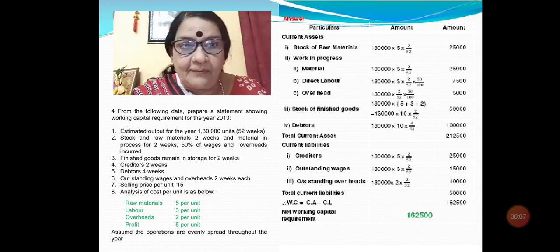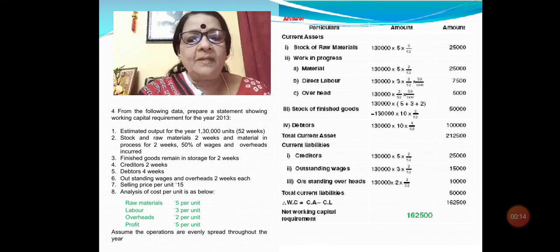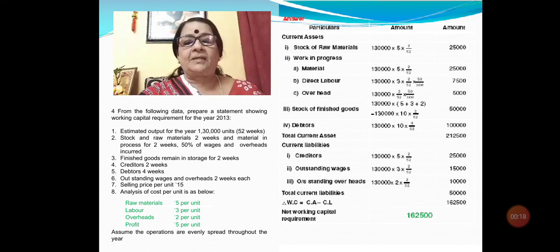Okay, now we can do the fourth problem. Take the PowerPoint in your hand. Okay, fourth problem. From the following data, prepare a statement showing working capital requirement for the year.